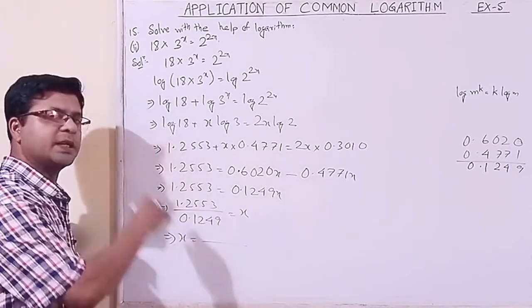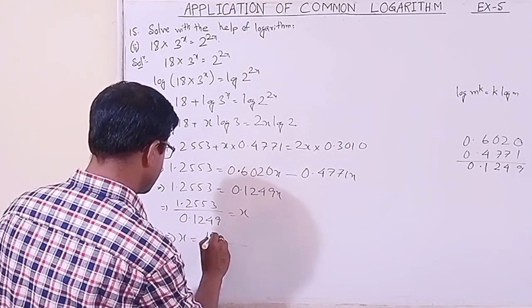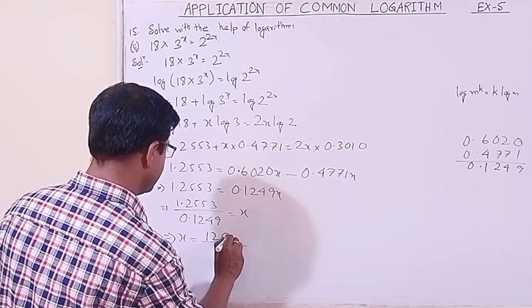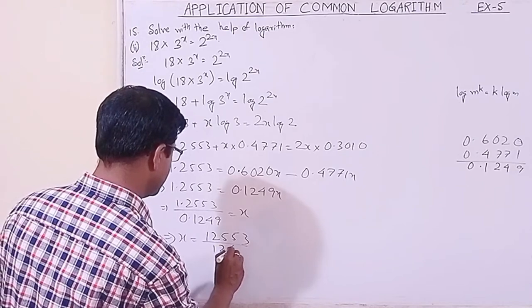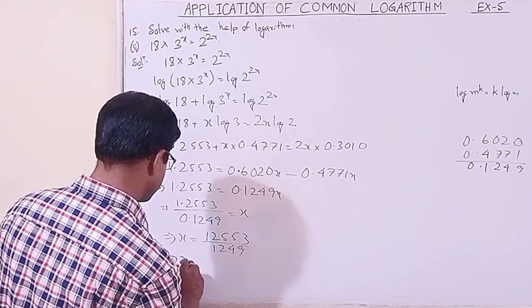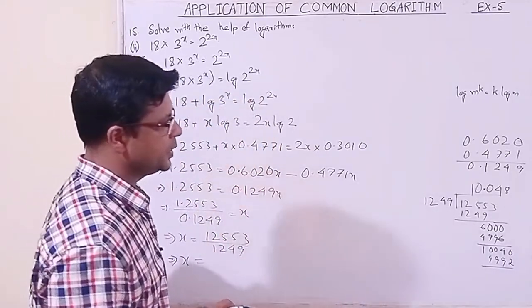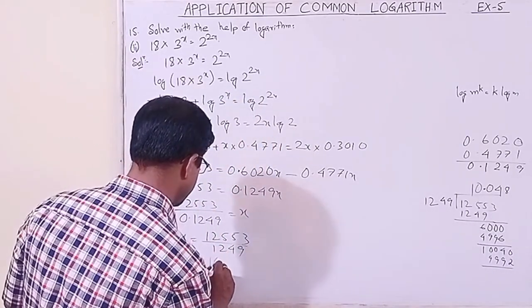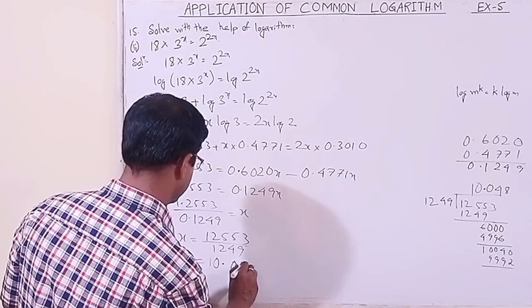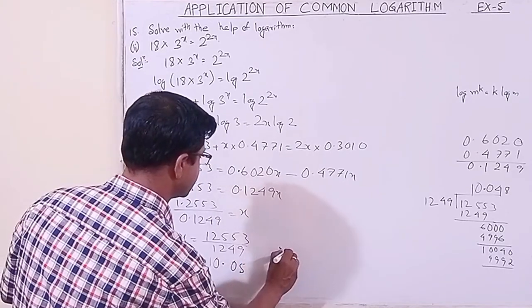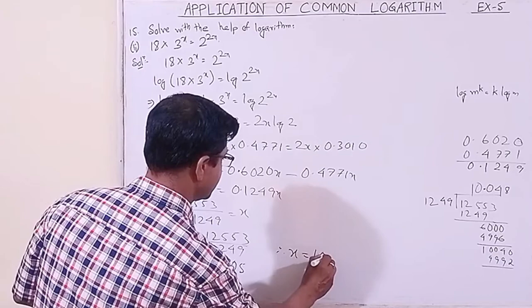Let us remove the decimal, since the decimal places are the same: 12553 divided by 1249. So x equals, dividing here, we have got 10.048. Approximately let us take 10.05. So hence the value of x in the second question is 10.05.